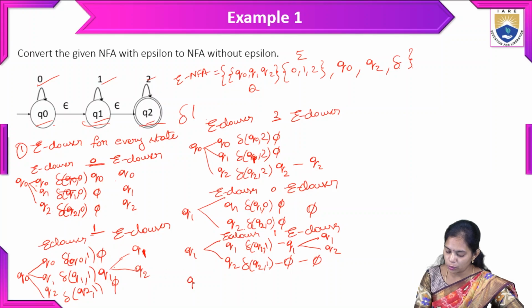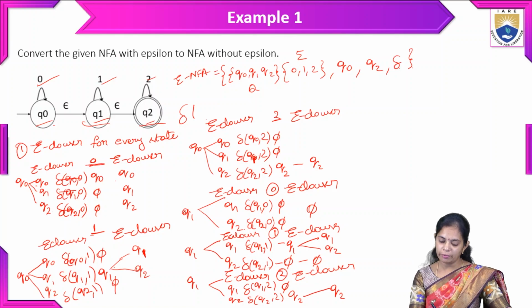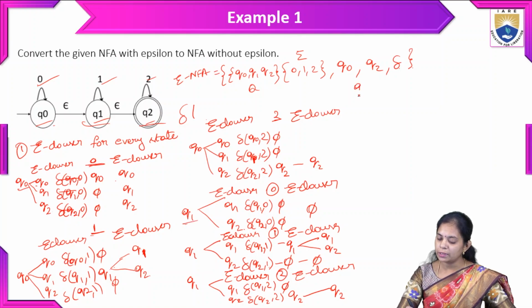Here we need to find the second input symbol, that is the 2 input symbol. So 0 is there, 1 is there, and 2 is there. We need to find the epsilon closure for Q1 and Q2. For transition of Q1 comma 2, the value is phi, and for transition of Q2 comma 2, we have the value Q2 only, and the epsilon closure of Q2 is Q2 only. Here we just finished two states, Q0 and Q1. And now we will finish the Q2 state.